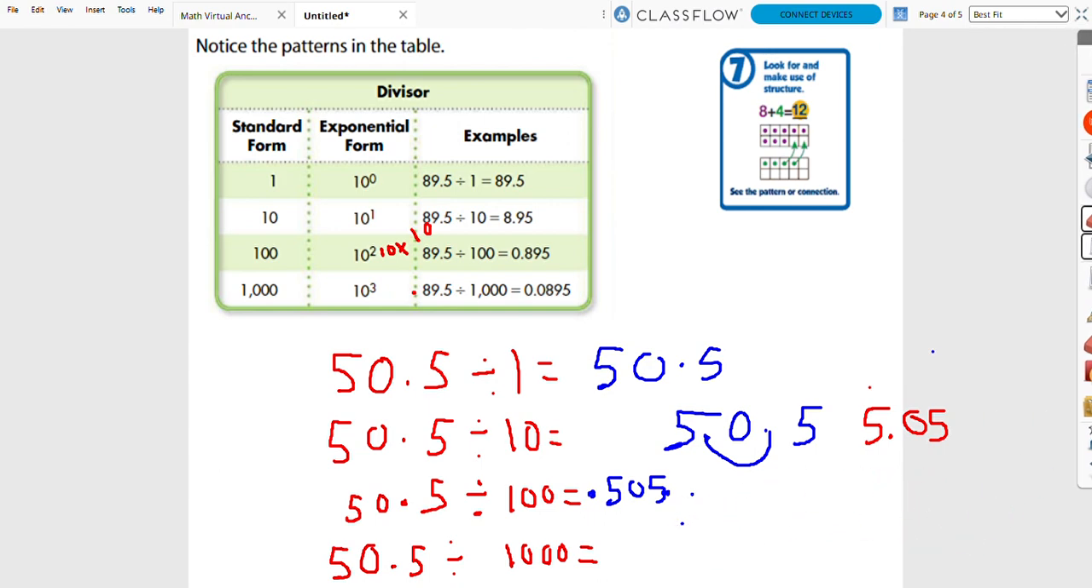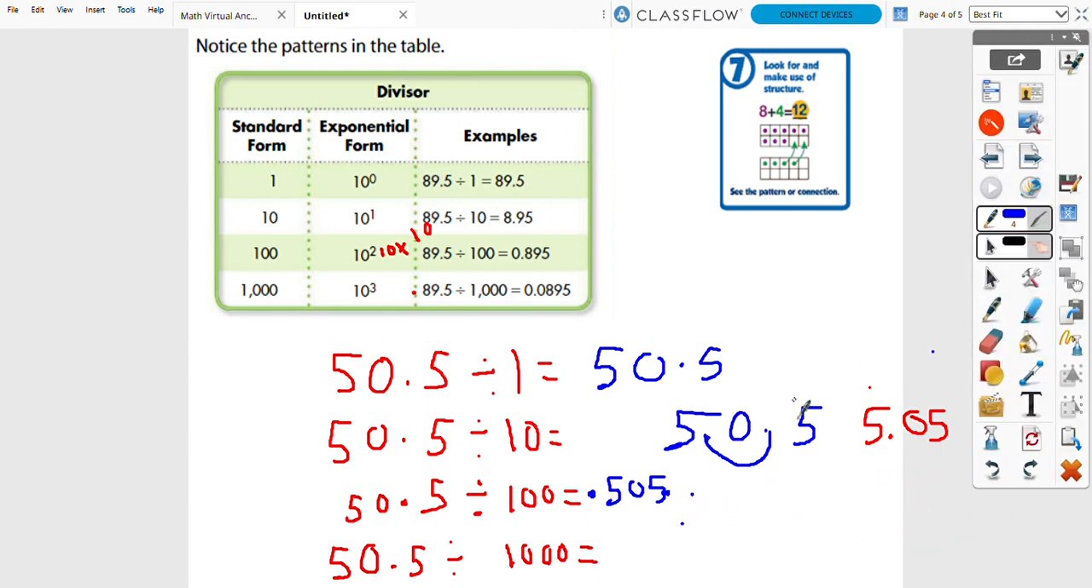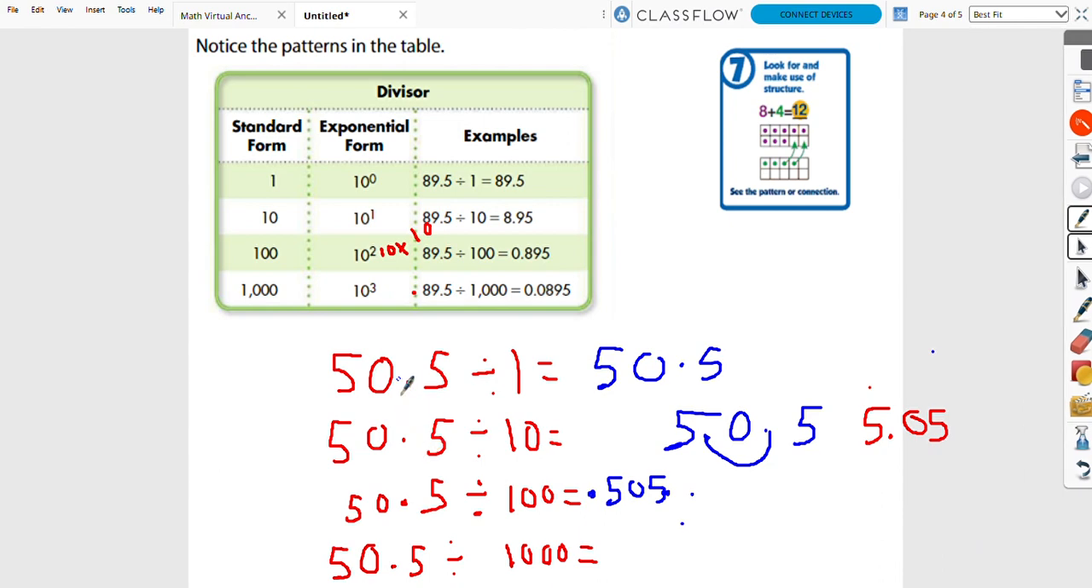0.505 or 505 thousandths. Let's look at 1,000. How many zeros are in 1,000? 3. How do you write 1,000 as an exponent? 10 to the third. That 3 tells you those are your steps. There's your 2 hops, and there's 1 hop. That exponent's giving you the hops.